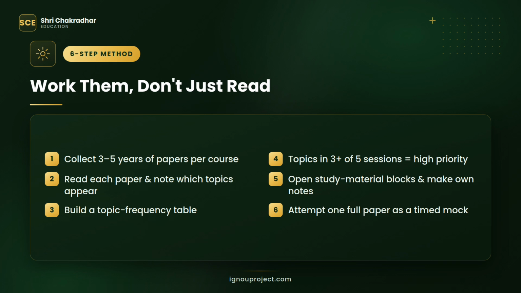3. Build a simple frequency table. Topics down the side, sessions across the top, and a tick wherever a topic appears. 4. Any topic that shows up in 3 or more sessions out of 5 is a high priority topic. Study it deeply first. 5. Open your study material blocks for those topics and make notes in your own words.